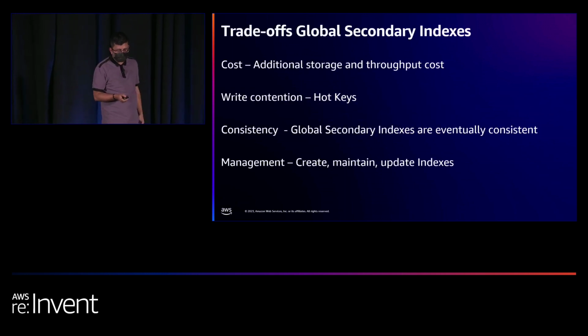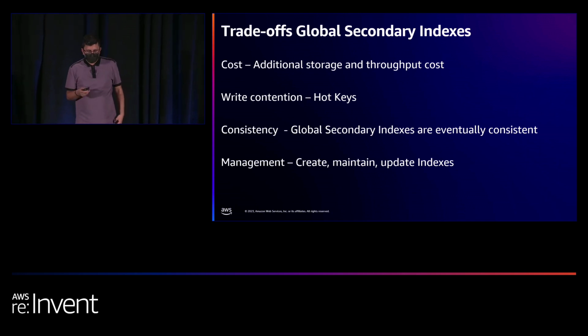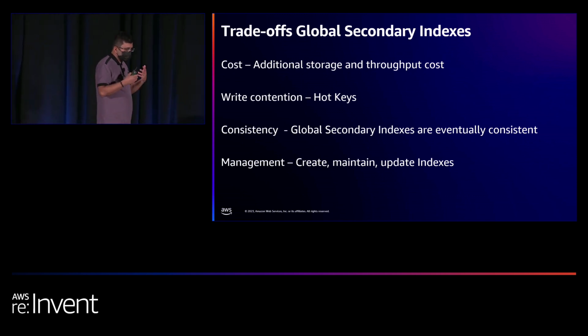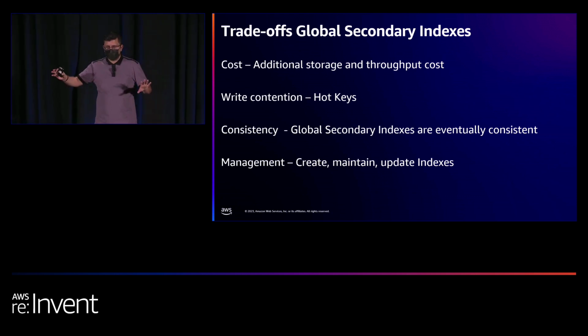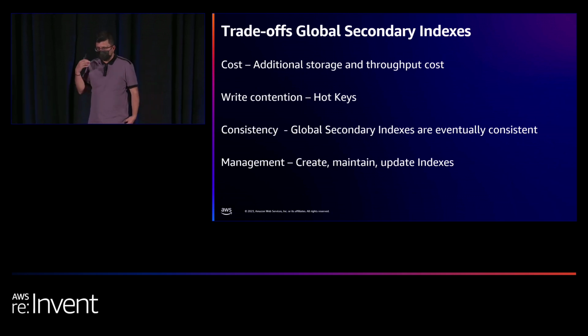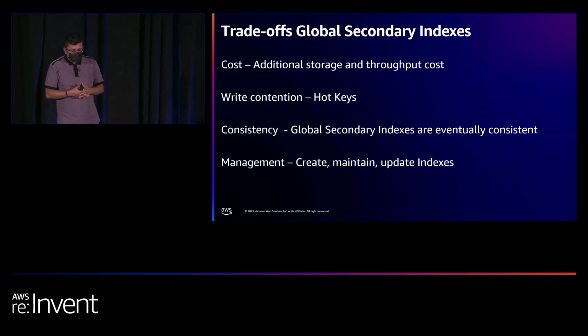Now again, trade-offs for global secondary indexes. Cost: you end up paying more, like storage cost, because you're creating another replica of your data. If you do project all, you essentially have the full table replicated as a new index in DynamoDB. Write contention: if you cannot design a schema on the index which is high cardinality, you'll run into write contention on your hot keys, and corresponding to that, you will get throttled.